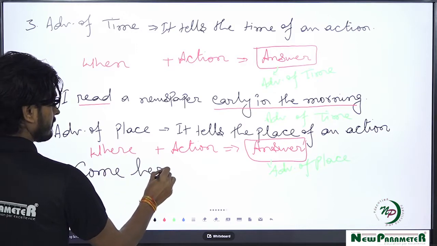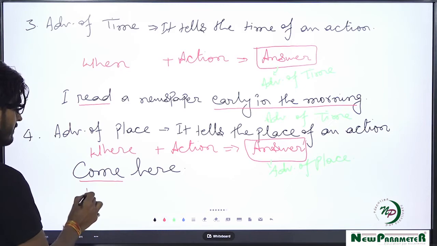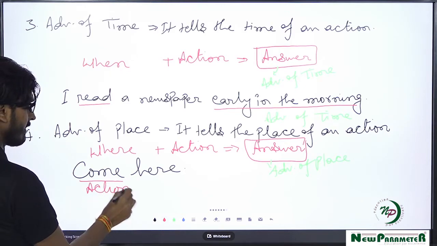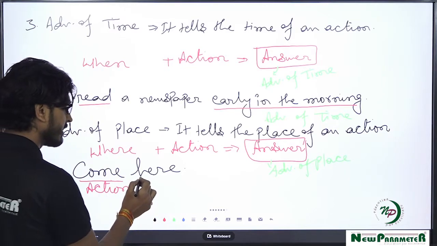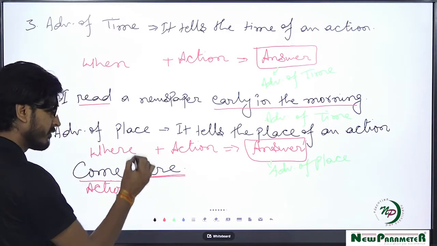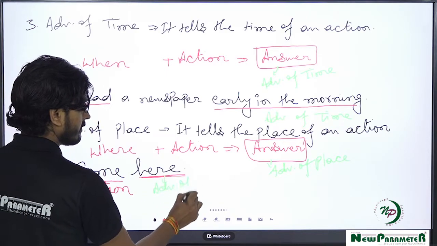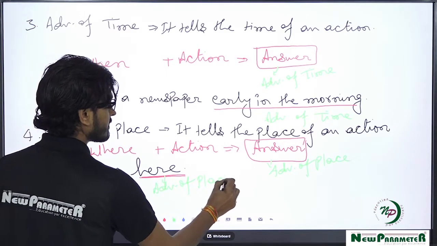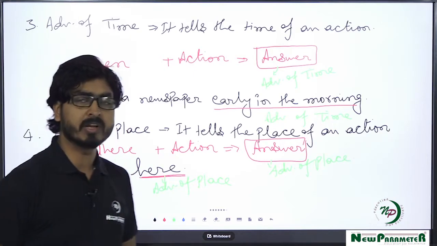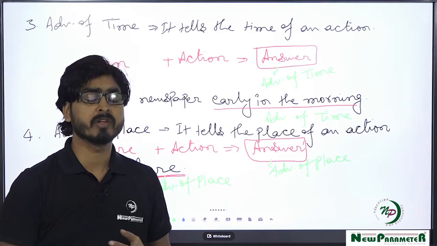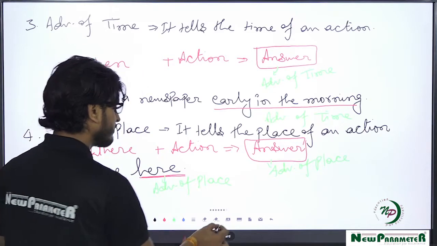For example, come here. I have an action, that is what? Come. This is an action. And I have to ask a question where, and I'm getting an answer here. So we can say here is an adverb of place. So we have just seen four types of adverb: adverb of manner, adverb of frequency, adverb of time, and adverb of place. Now move to another point.